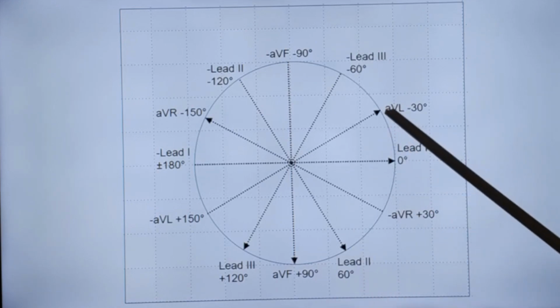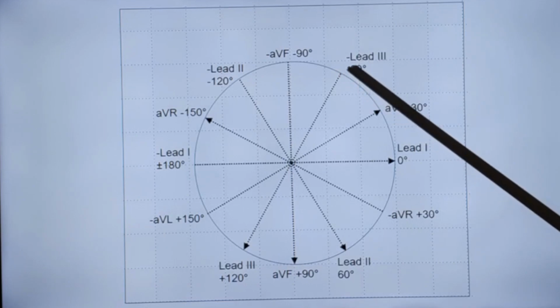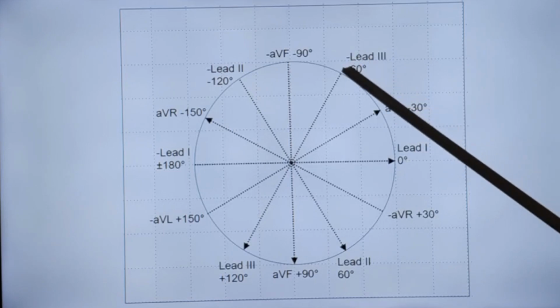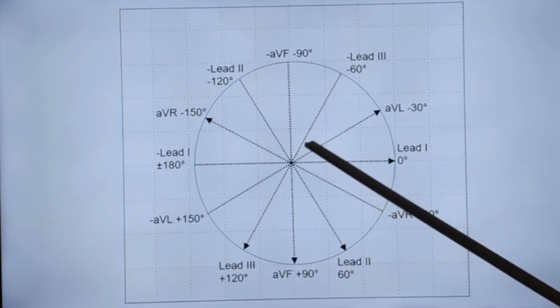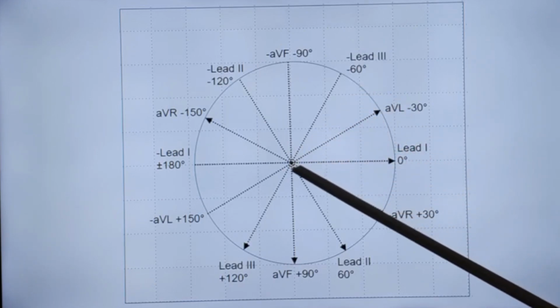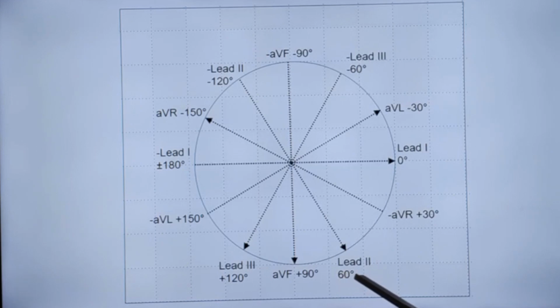Suppose the transition is between AVL and lead 3. AVL is positive, lead 3 is negative. Then it will be minus 45, that is the transition zone, and QRS axis will be in this region, plus 45. So that's how you look at the QRS axis when there is no particular lead which is showing equiphasic QRS complexes.